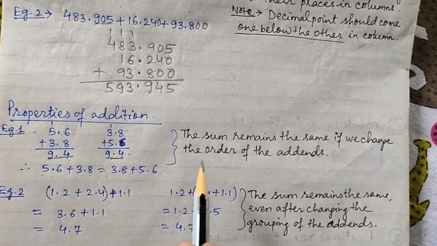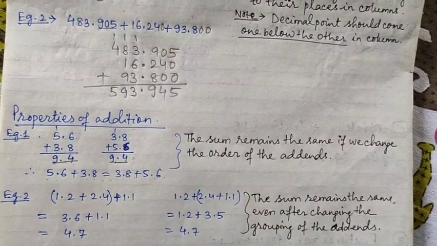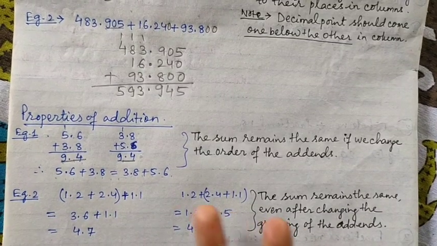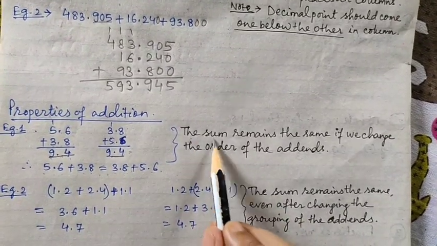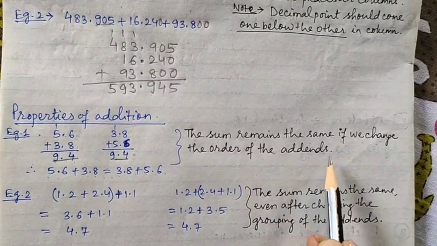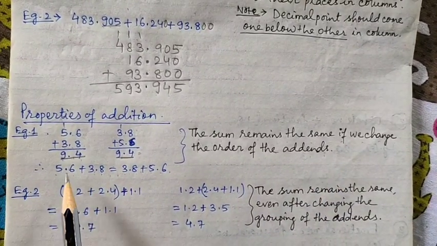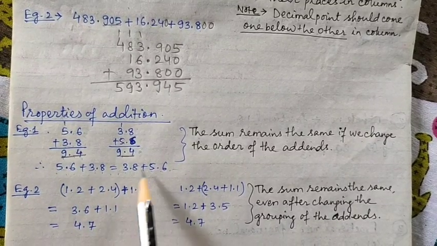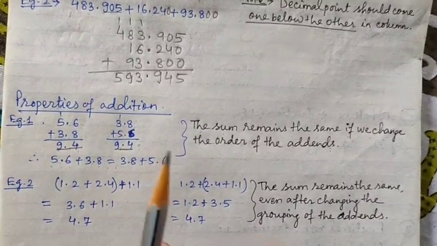That means the first property is, as it has already been discussed earlier for fractions and whole numbers, the sum remains the same if we change the order of the addends. Means addend का order आगे पीछे भी करोगे तो भी आंसर जो है एडिशन का सेम रहेगा.